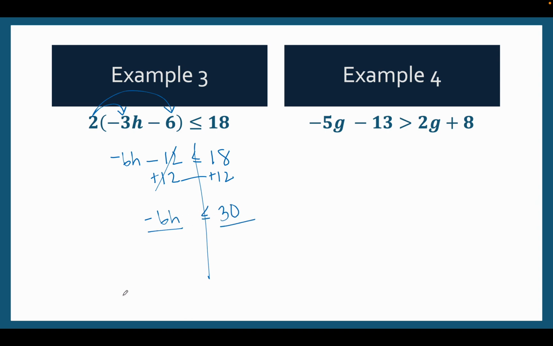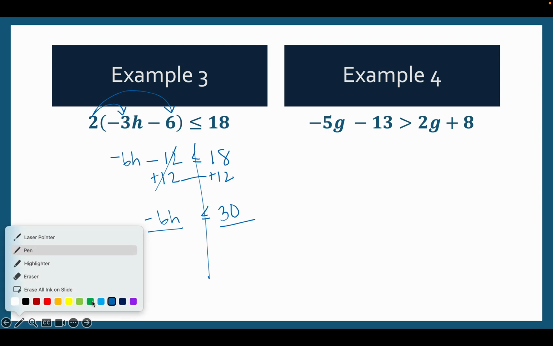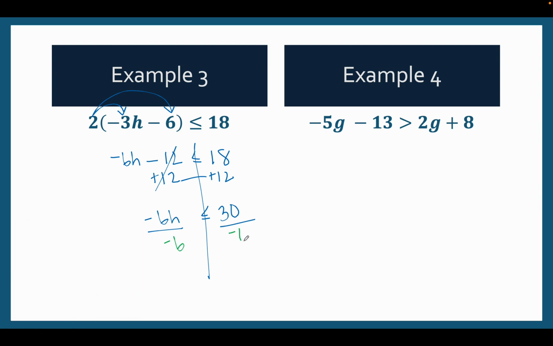And then here, to get h by itself, I'm going to be dividing both sides by a -6. So again, if this number that I'm writing in green is a negative number, then that means I'm going to need to flip my inequality because I'm dividing both sides by a negative. So it becomes h is greater than or equal to -5. Drawing my number line, make sure when you're doing a negative number line, you're putting the numbers in the correct order. This is a closed circle, arrow to the right.